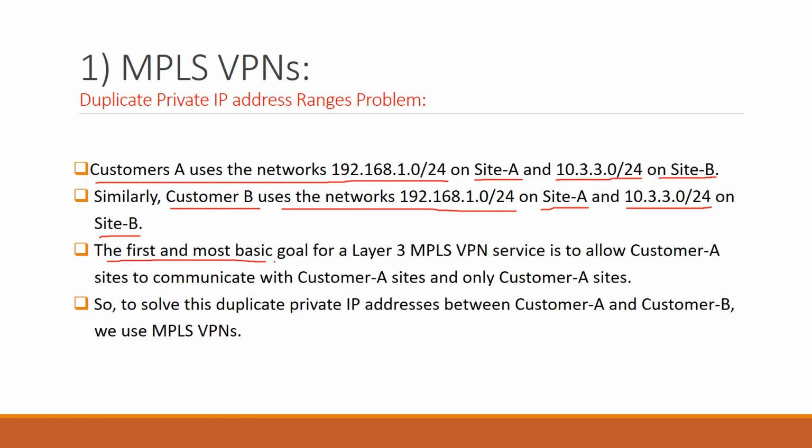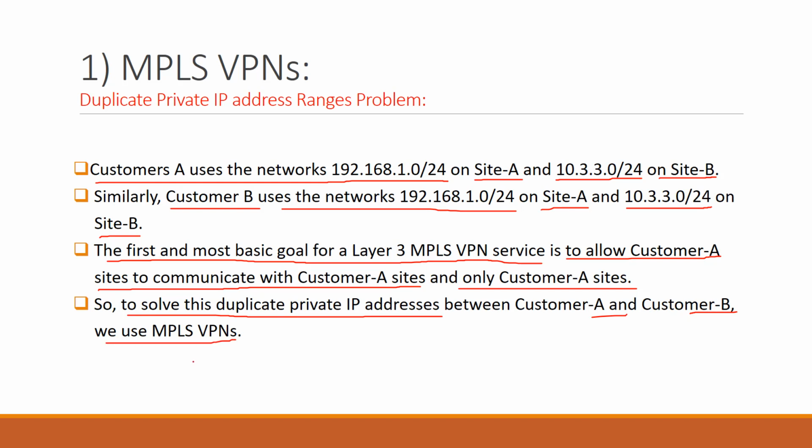The first and most basic goal for a layer 3 MPLS VPN service is to allow customer A sites to communicate with customer A sites and only customer A sites. This is the goal that we want to achieve in this presentation. There are many other solutions, but we will discuss them later. So to solve these duplicate private IP addresses between customer A and customer B, we will use MPLS VPN. And we will see how MPLS VPN is going to solve this duplicate private IP address ranges problem.